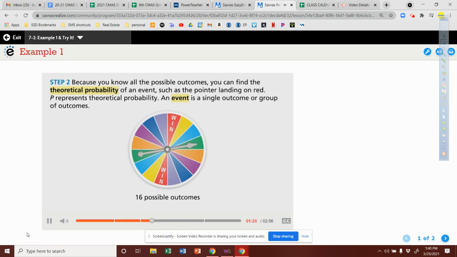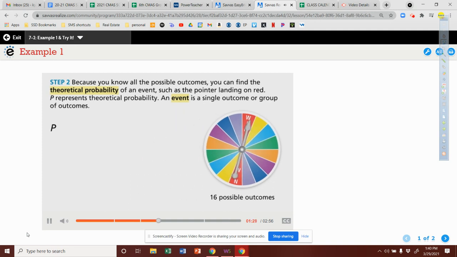Because you know all the possible outcomes, you can find the theoretical probability of an event, such as the pointer landing on red. The letter P represents theoretical probability. An event is a single outcome or group of outcomes. The probability of an event is the number of favorable or desired outcomes divided by the total number of possible outcomes. In this situation, the event is the spinner landing on red.